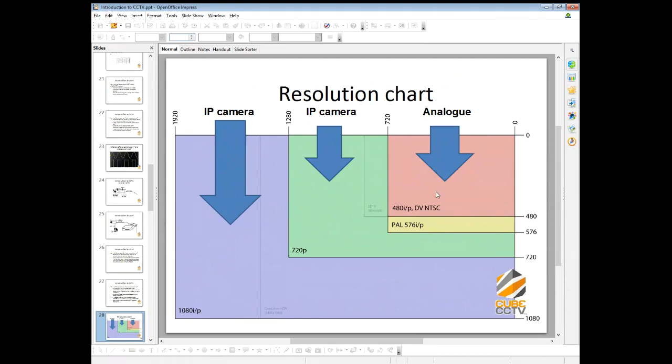Analog, which is kind of faded now. You don't get a lot of analog cameras in the market at the moment. But analog cameras were initially giving you 480 by 720 on NTSC, and on PAL it was giving 576 by 720, which is a D1 resolution. And then they had another one that probably comes in between 720 and D1, which is known as 960H. But again, it has become very hard to find analog cameras nowadays, so it's kind of faded. It's been replaced by high definition analog cameras, which can again give you full HD, which is 1920 by 1080.